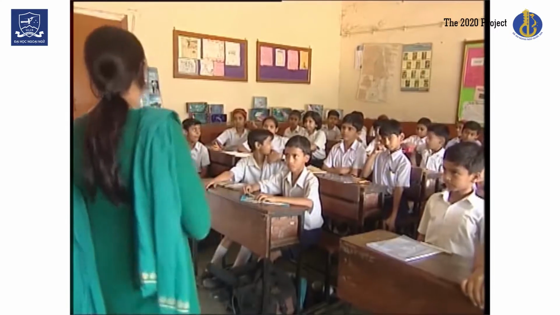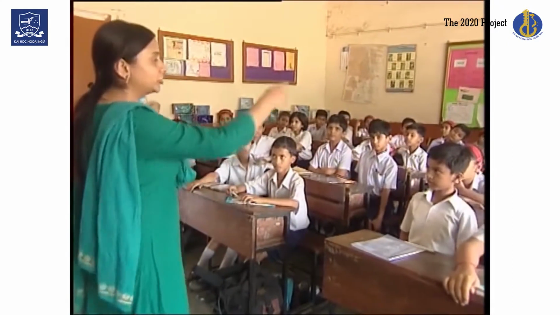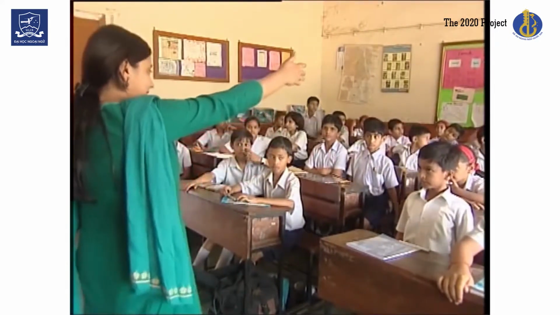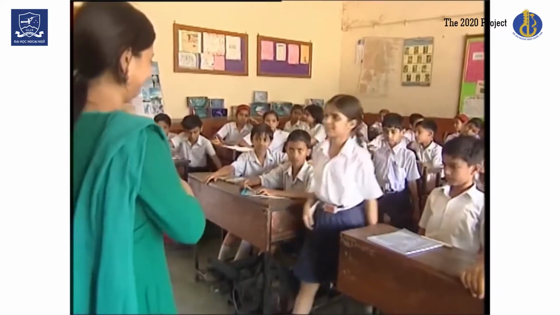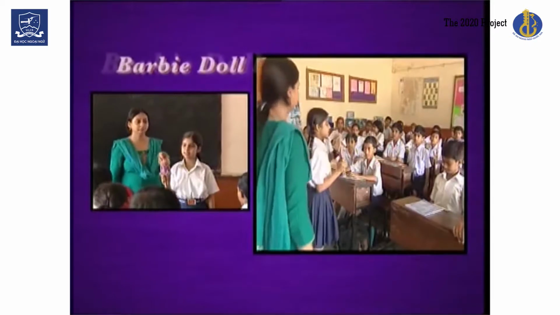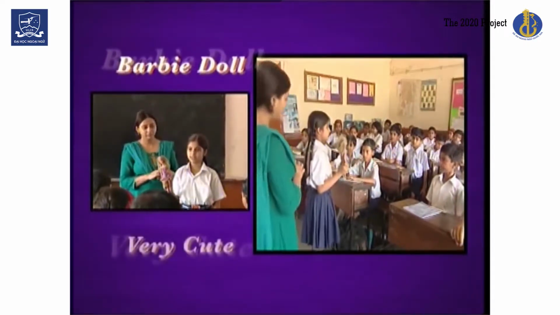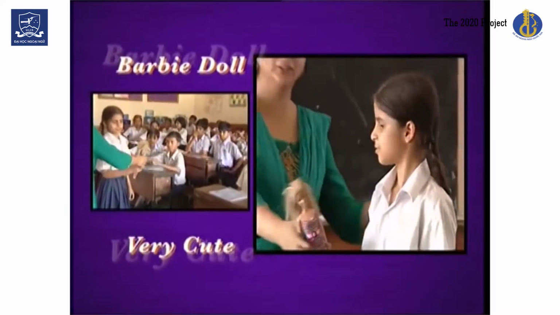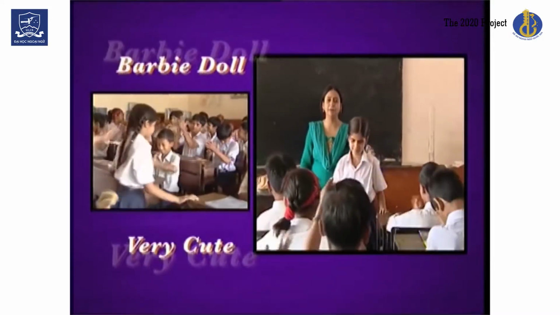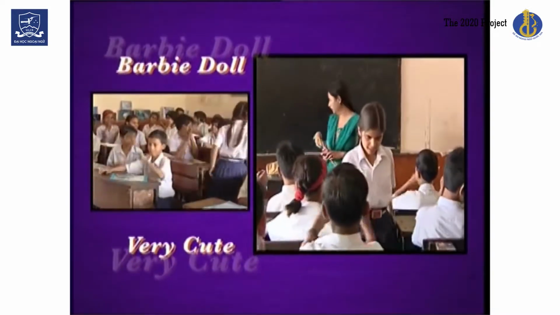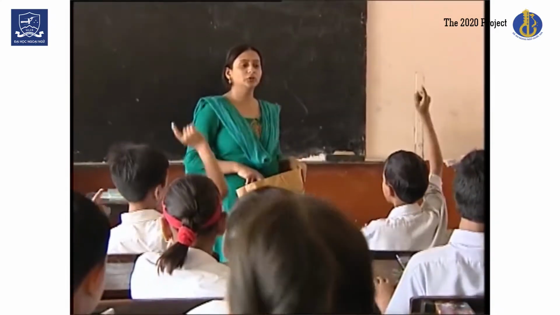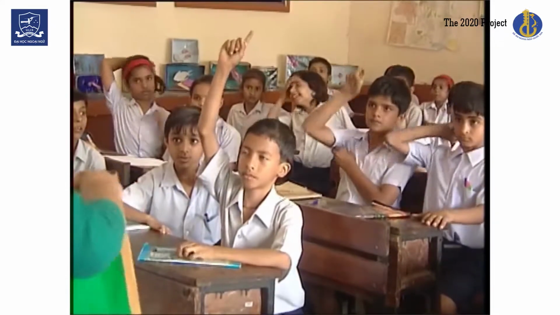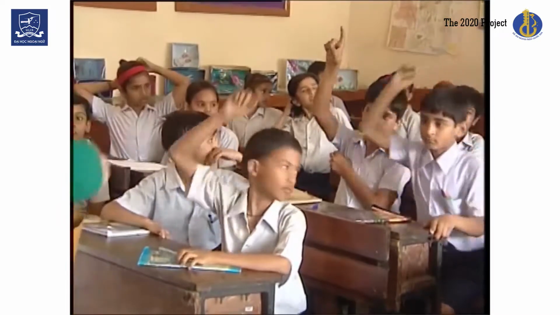Now I would like to call upon some other girl from this row. Nobody? Yes. Please come. Here. This is a Barbie doll. She is very cute. Very good. Clap for her, everybody. Clap for her. Now I would like to call somebody from the mid row to come up. Okay, you please come.